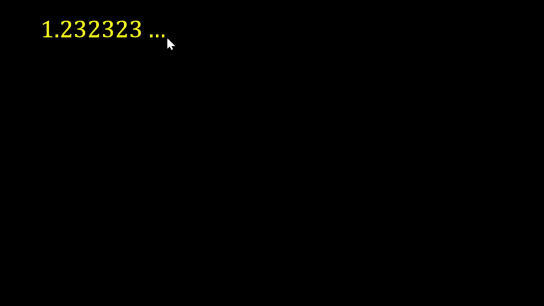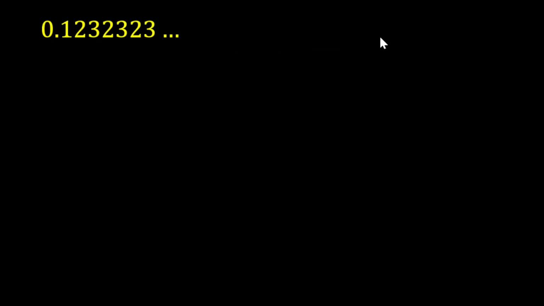1.232323 and so on. This is non-terminating, but it is recurring. Which part is getting repeated? 23 is getting repeated. So this can be written in bar notation, 1.23 bar. We'll discuss the method of how to write this kind of numbers in p by q form, but I'm writing the answer directly now. That is 122 divided by 99. So this is p by q form. Both p and q are integers and q is not equal to 0. That's why this is a rational number.